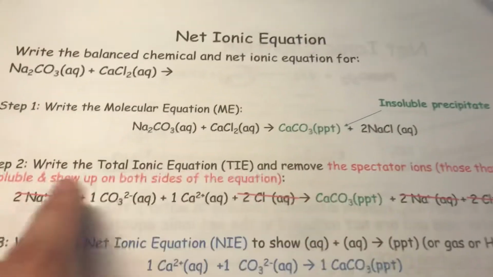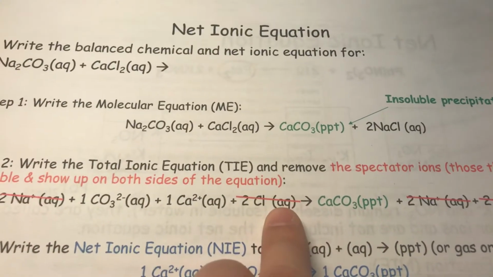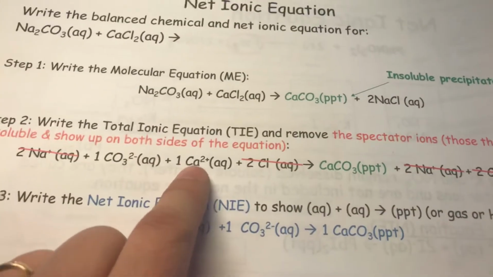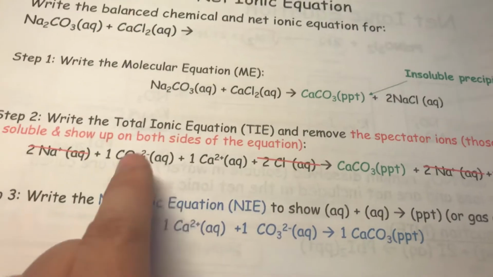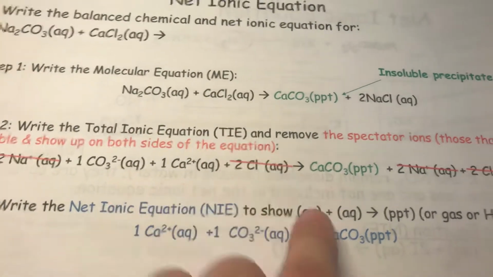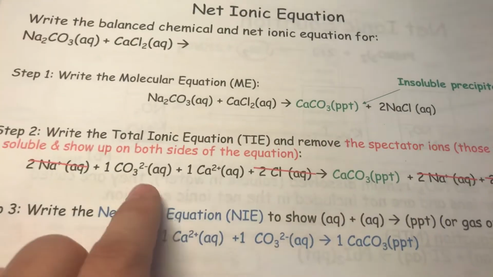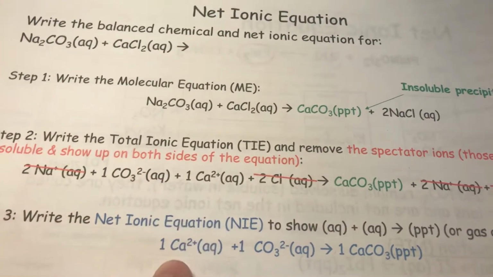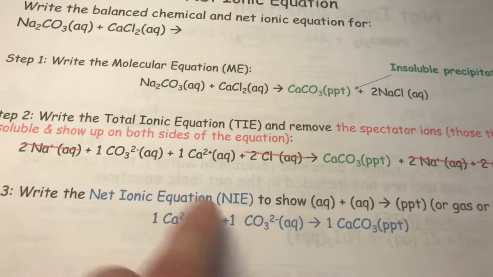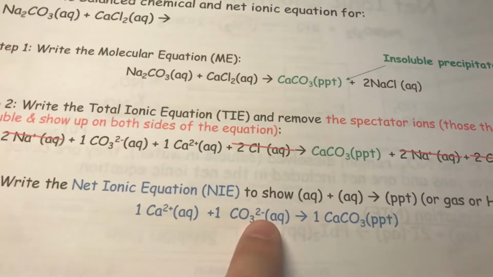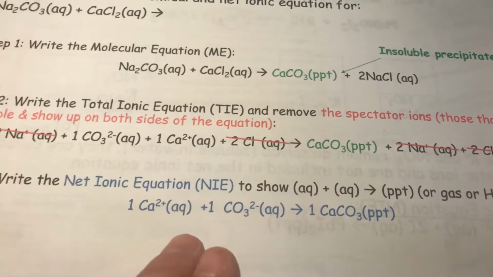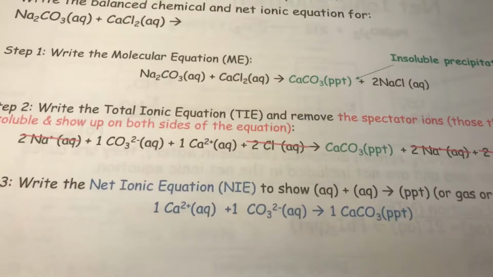So after I cancel the spectator ions, which are Na+ and Cl-, whatever is left over is 1 Ca2+ (aq) and 1 CO3 2- (aq), arrow, 1 CaCO3. Here I try to make the positive go first, negative go next, because later we need to cross over back. But this is the so-called net ionic equation.